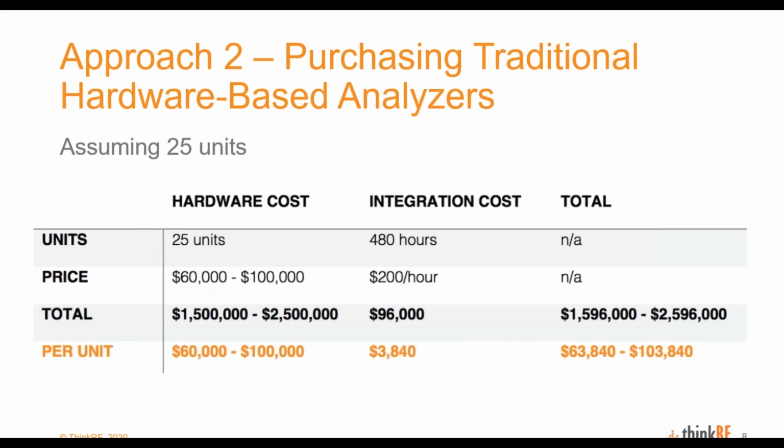Again, looking at this from an analysis perspective, assuming 25 units, you end up with an integration cost associated with 480 hours. Bottom line is your total costs end up being between 1.5 to 2.5 million, and that works out to a range of roughly 64K to 104K per unit on a cost basis here.